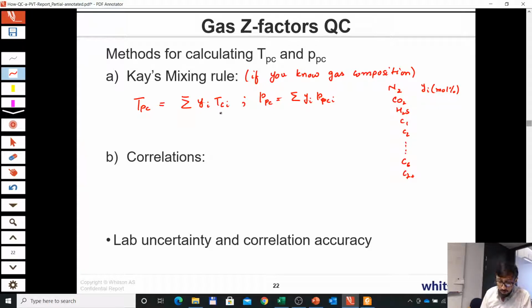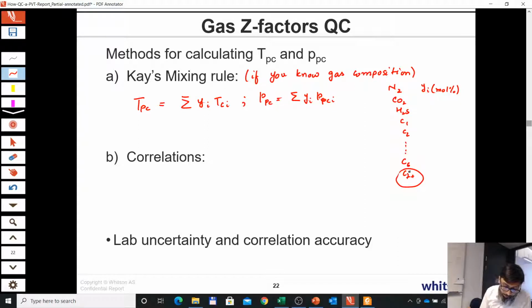But what's missing there is how do you get the TC and PC of this C7 plus fraction? Because the C7 plus fraction is unknown, you don't know the average property of that fraction, and it may vary from one gas composition to another.